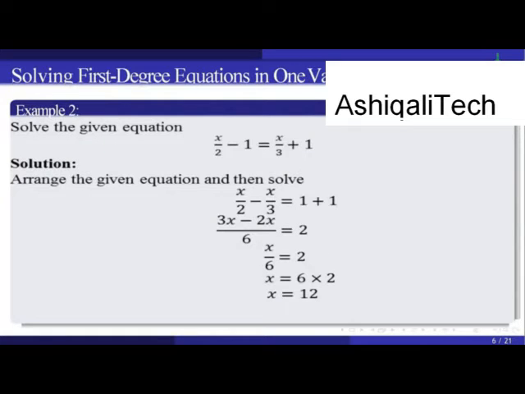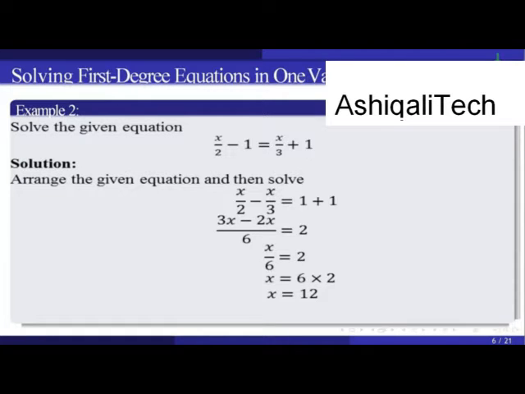Dear students, consider the second example. Solve the given equation x over 2 minus 1 is equal to x over 3 plus 1. First of all, we arrange the given equation and then we try to solve it. So we get x over 2 minus x over 3 is equal to 1 plus 1. Now we take LCM of 2 and 3, which is 6. So we get (3x minus 2x) over 6 is equal to 2.